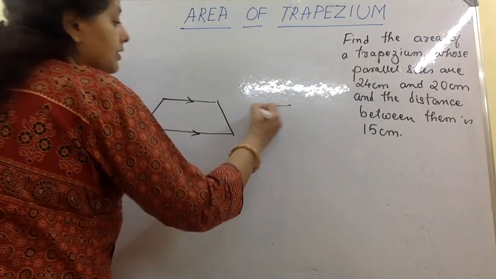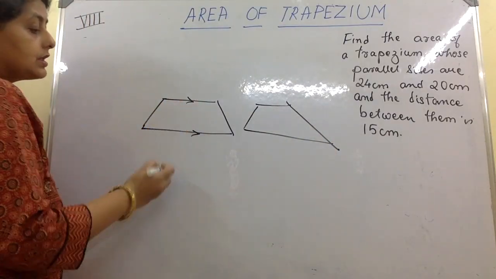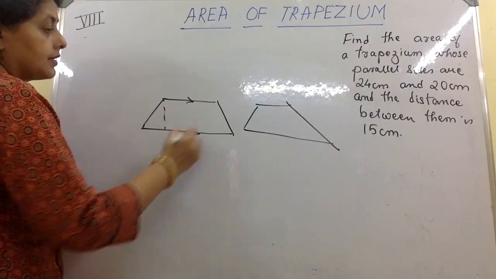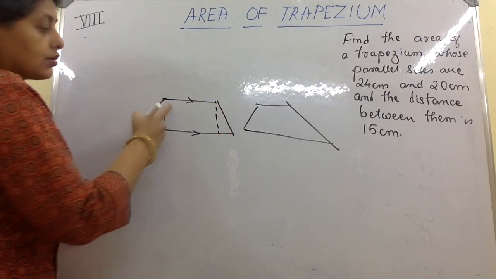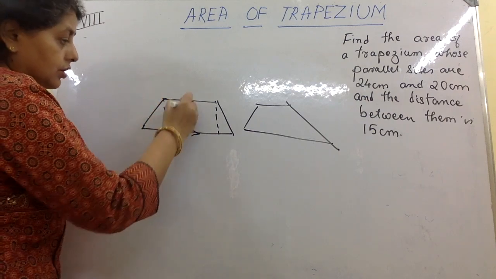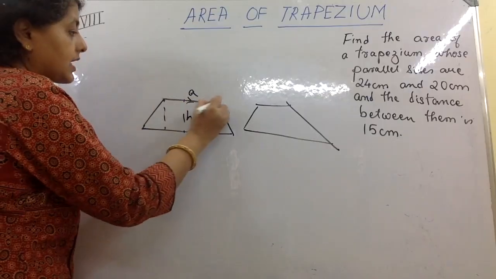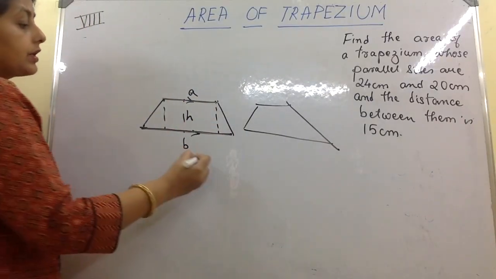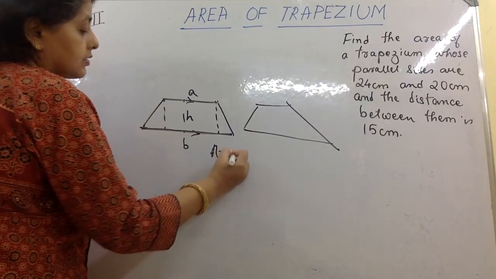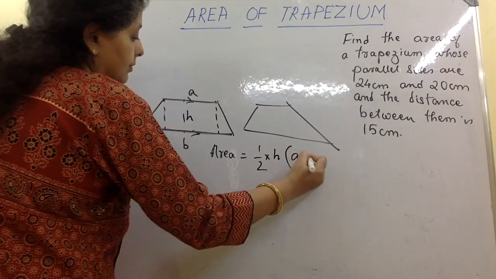So we can also have a trapezium like this. Even this is a trapezium. So anyway, what is the formula? This is the height. Height between two parallel lines is going to be the same everywhere, so you can measure it here, here, or even here. It's going to be the same. The length of this parallel side is A and the length of this other parallel side is B. Then area is going to be half into H into A plus B.